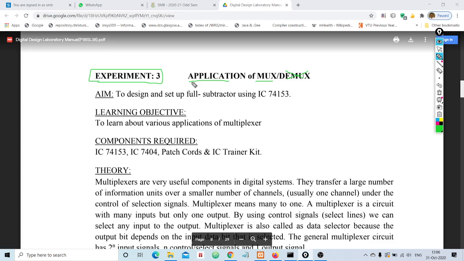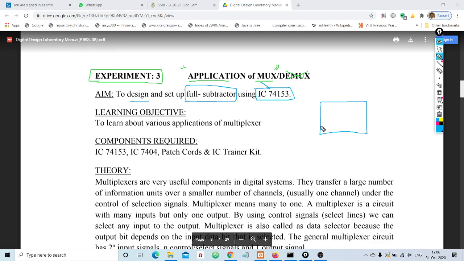Here the objective is we need to show one of the important applications of a circuit called multiplexer, right? Specifically, the objective of this experiment, or this video, is we will learn how to design an interesting circuit called full subtractor using a multiplexer whose IC number is 74153, right? At a high level we shall understand what actually full subtractor means.